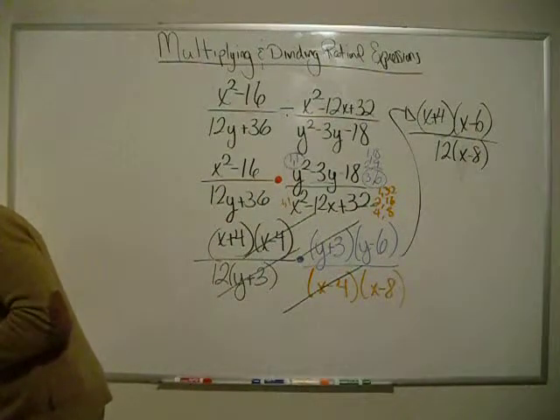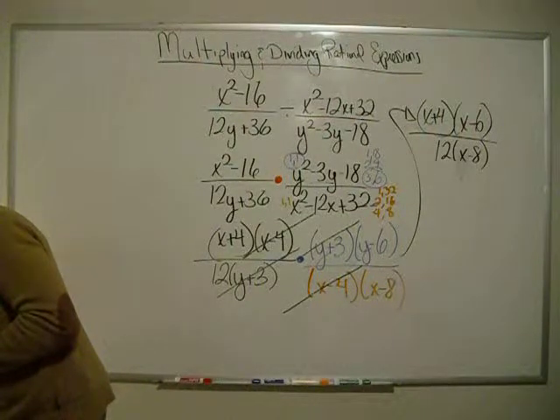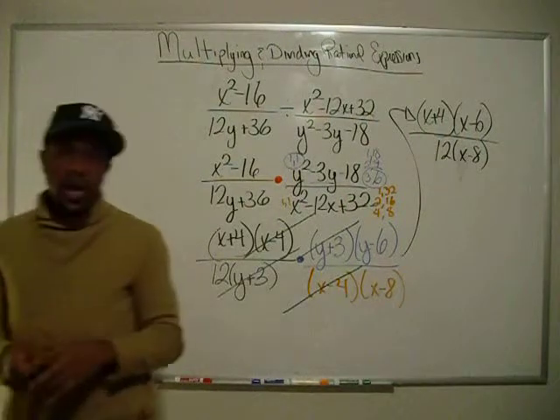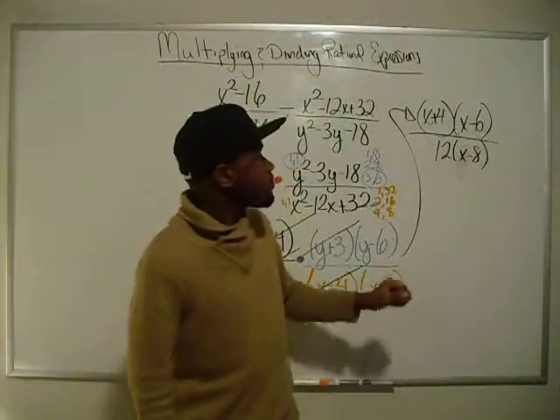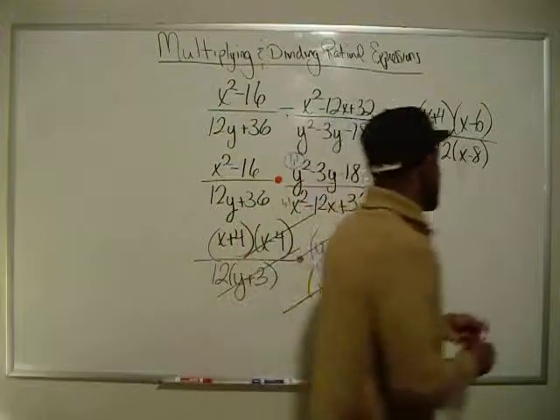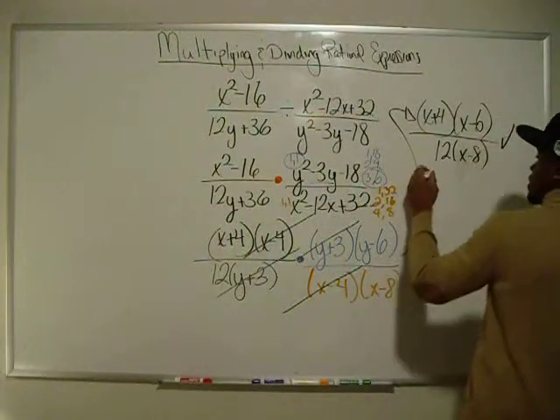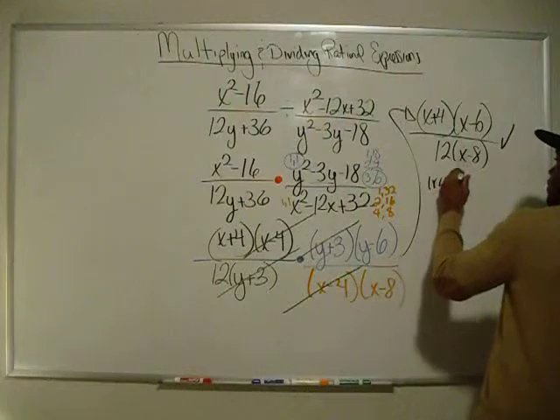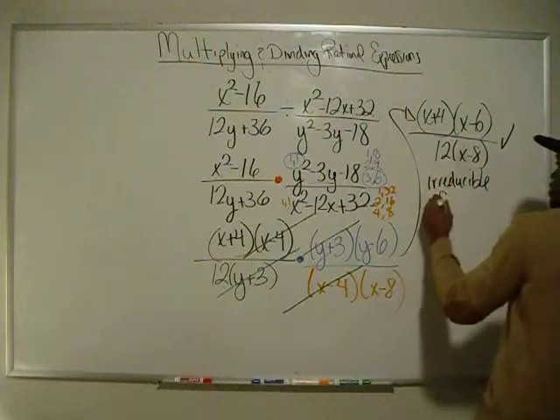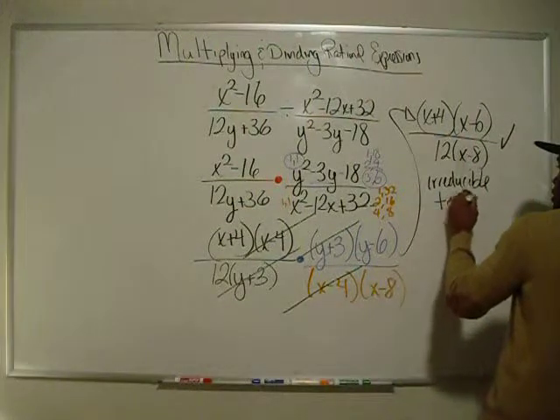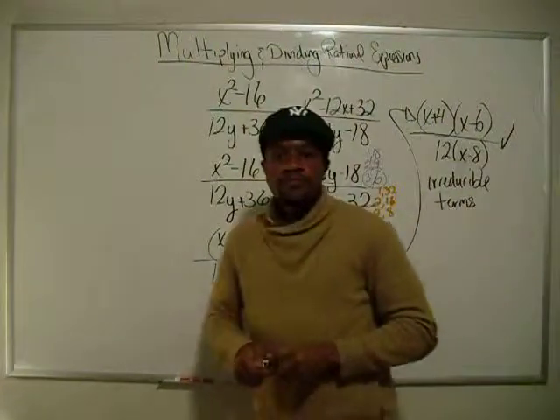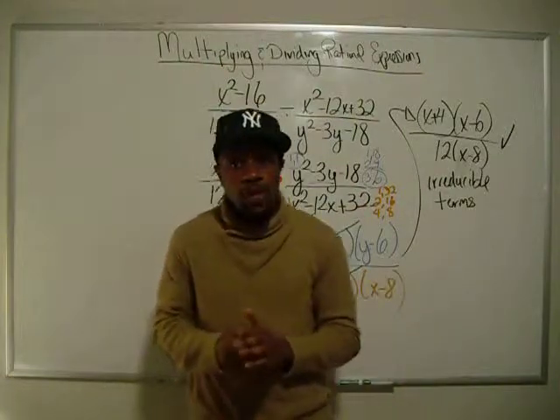Okay? I cannot go any further on this particular problem. Final answer is x plus 4 times y minus 6 over 12 times x minus 8. Checkmate. Final answer. These are irreducible terms that can't go any further. And that's it. Any questions on what I just did?